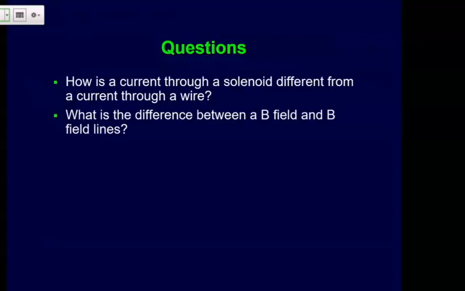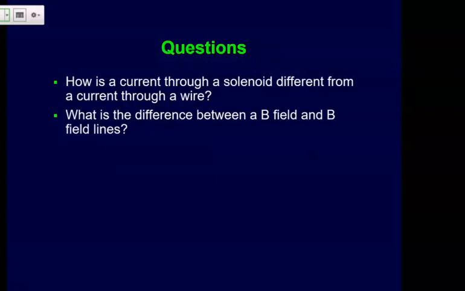What's the difference between a B field and a B field line? The magnetic field, the B field, is this thing that's in space. It's the same idea: if I'm a current loop, I create a magnetic field in the space around me, and then I can apply a force, via that field, on other moving charges.